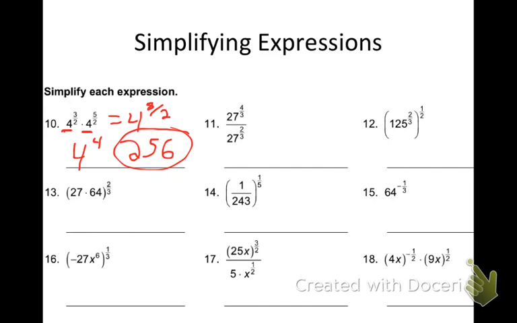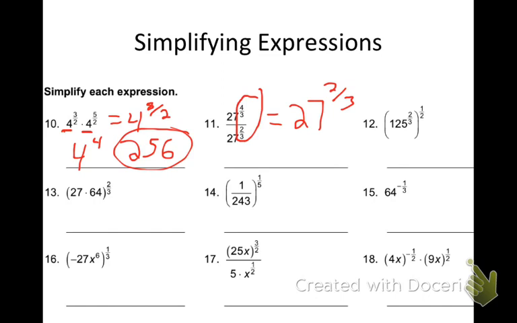Nice job. Number 11. 27 to the 4/3 over 27 to the 2/3. Well, when I divide, what do I do with my exponents? I subtract. So that's the same thing as 27 to the 2/3 power. Try that one. Finish that one from there. Solve the rest of that one on your own.